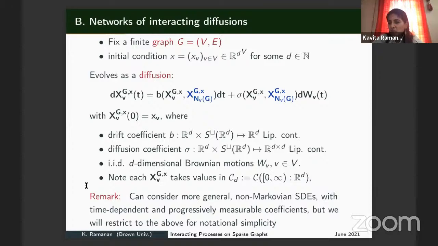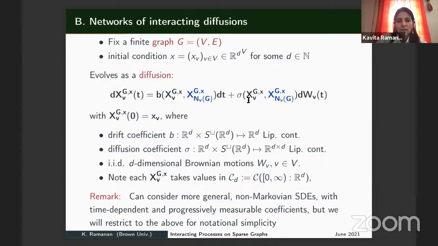I am restricting this discussion today to Markovian systems, just because I want to get across the main points. But in fact, many of the results that we consider hold for more general functions, where you're not just depending on the state, but on the history of your own state and maybe the history of the neighboring states. So it could be more generally progressively measurable coefficients, in case anybody's interested in a model like that. This holds both in the Markov chain case as well as this case.